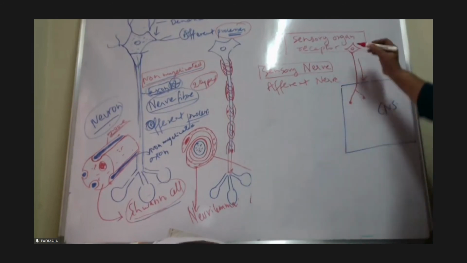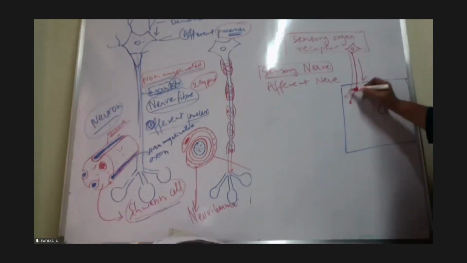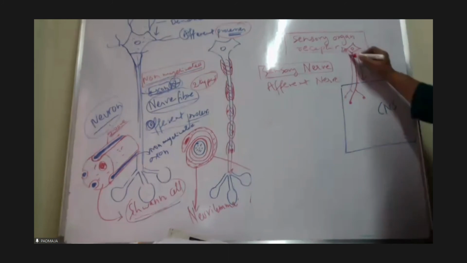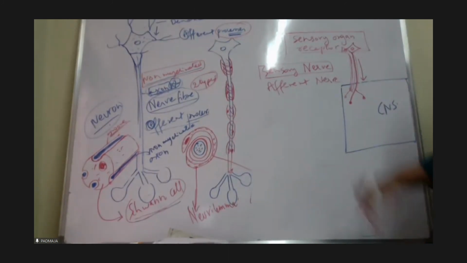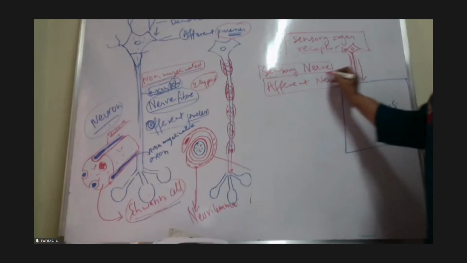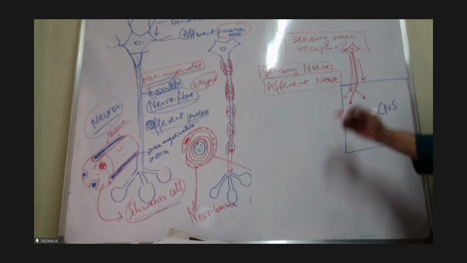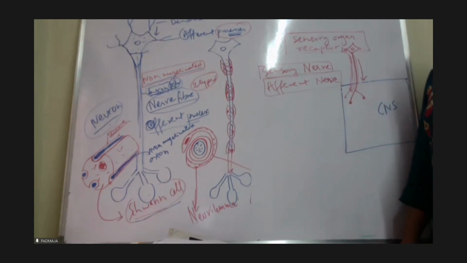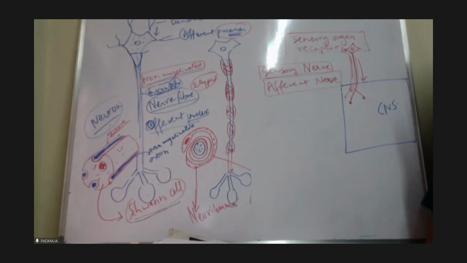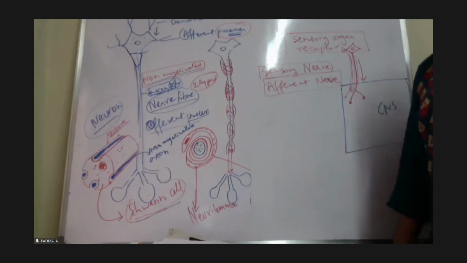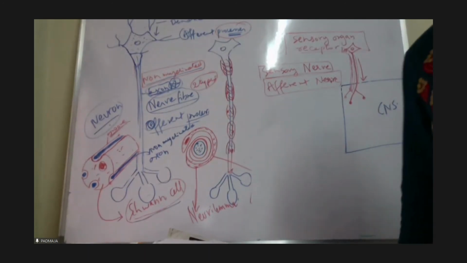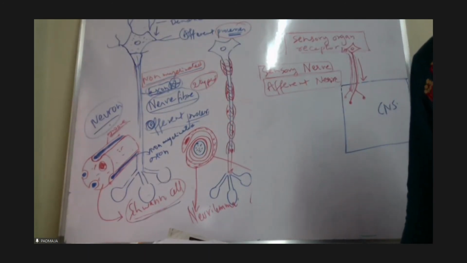What is a nerve? An aggregation of nerve fibers. That's good. Aggregation of nerve fibers, axons. So it is an afferent nerve, because it is adding information to your central nervous system. Isn't it? Now, where does it end?